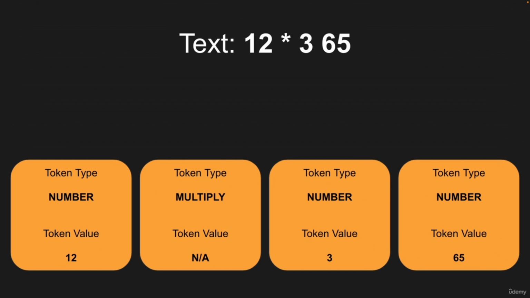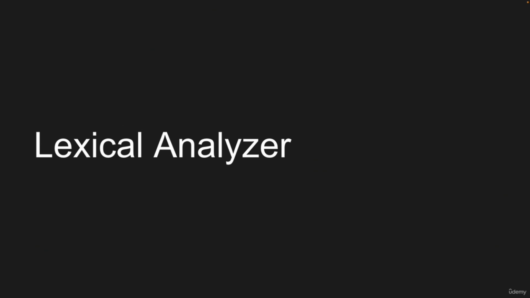So the white space in the text indicates that these are going to be separate tokens, or separate numbers. So remember that this is not going to be 365. This is just going to be 3 and 65 that are separate tokens. So that is pretty much it for what a lexical analyzer is and its process and its value. Thank you for watching and hope to see you in the next lecture.